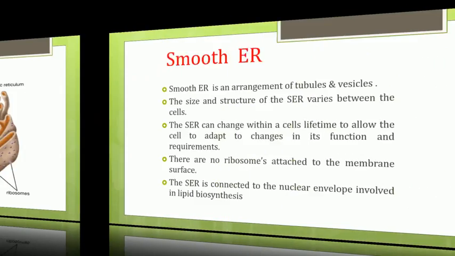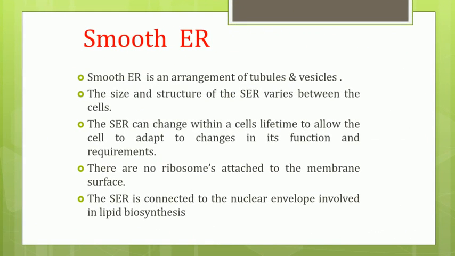Now we come to the second type of ER, that is smooth ER. Why is it called smooth? Because ribosomes are absent on the surface of this type of ER. And this smooth ER is made up of two elements, that is tubules and vesicles. The size and structure of this smooth ER varies between different types of cells.